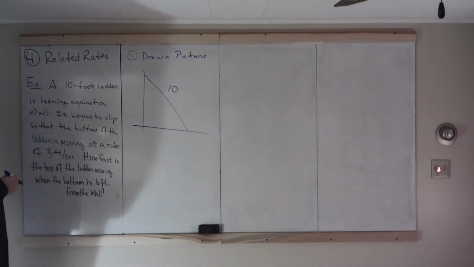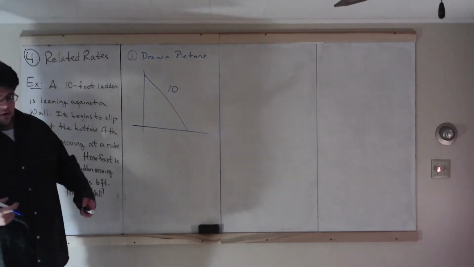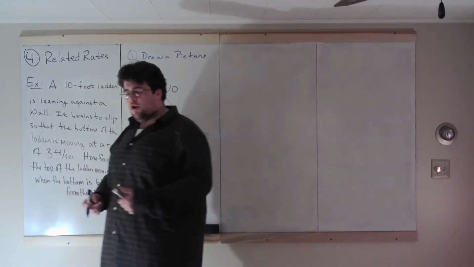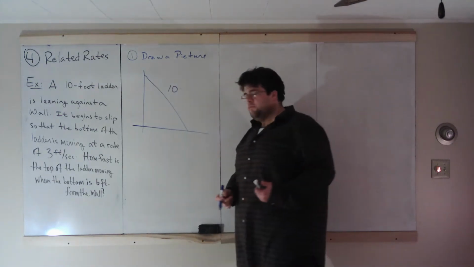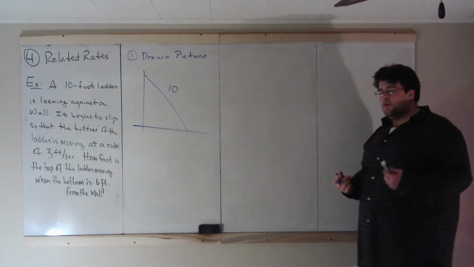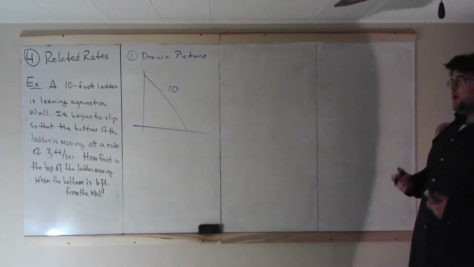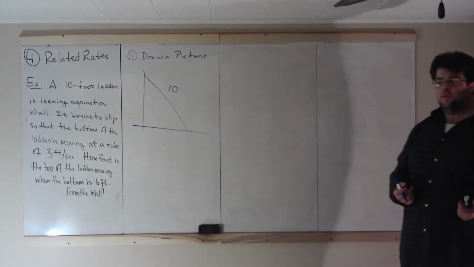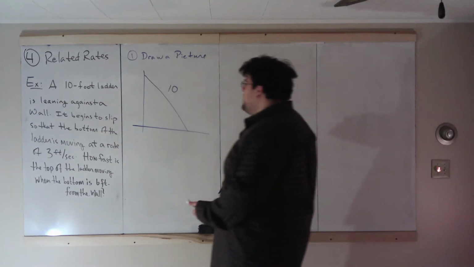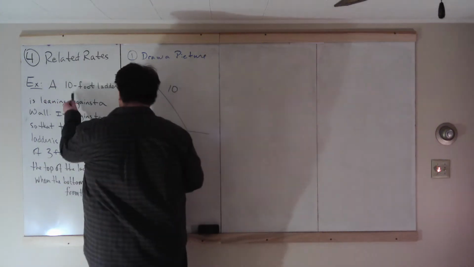In drawing the picture, we're going to want to label our variables. In this situation, something is happening as time goes on, which causes some of these quantities to change as time goes on, which means some of these quantities are variable. Which quantities change? Well, it's always a 10-foot ladder.